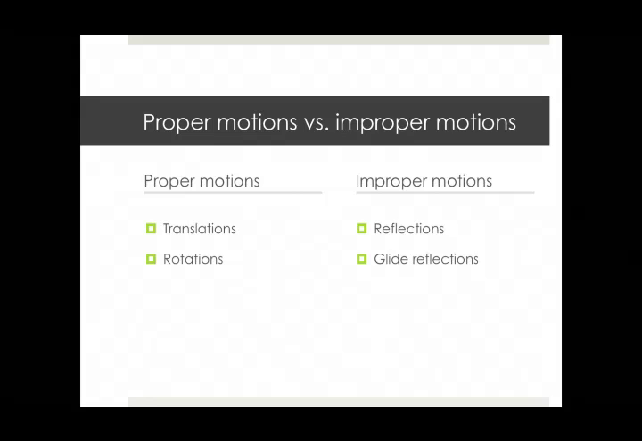Finally, what about glide reflections? Well, to carry out a glide reflection, part of what you need to do is you need to reflect. So that means, yes, you have to pick it up and turn it over. So a glide reflection is likewise an improper motion.